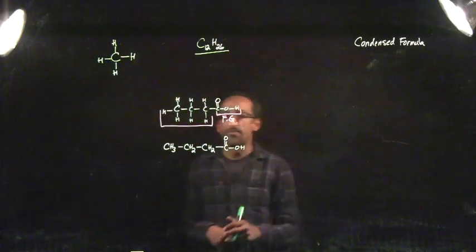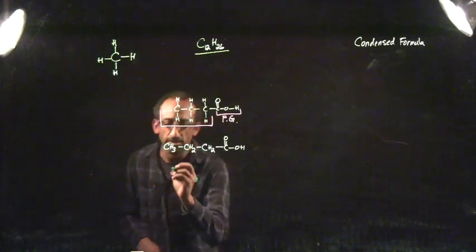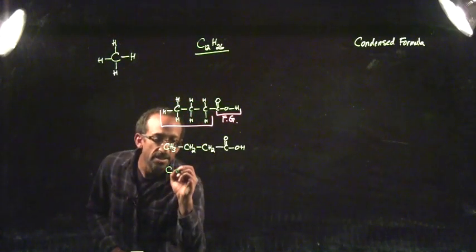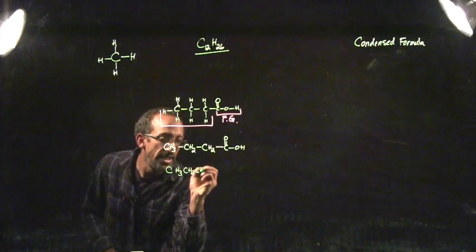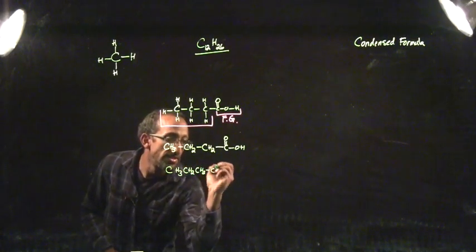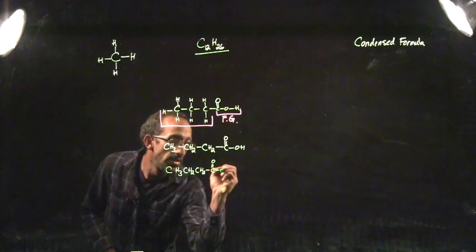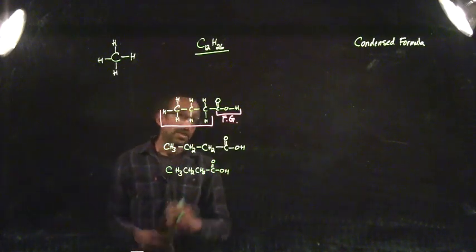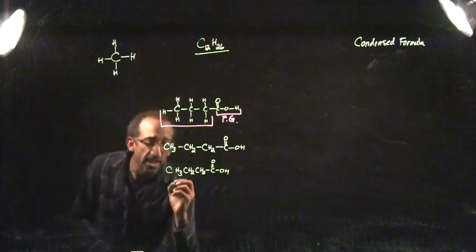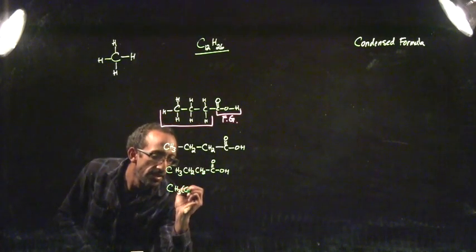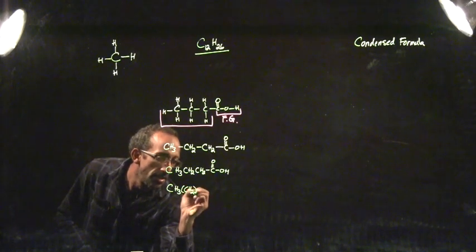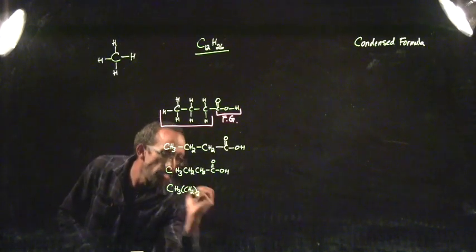functional group in the molecule. We can take this a step further and omit a few more bonds and simply write it as CH3, CH2, CH2, C. A little bit quicker. We can condense that even further by grouping our two CH2 groups together.